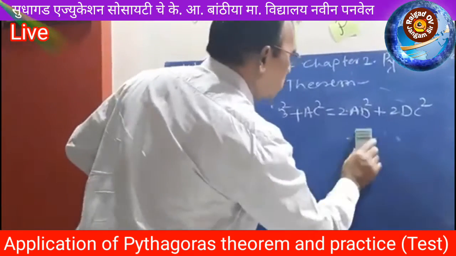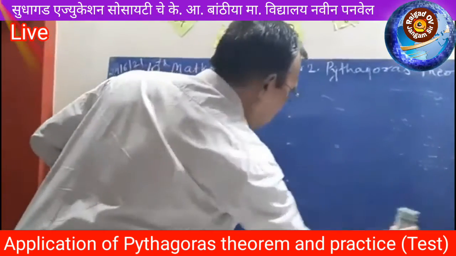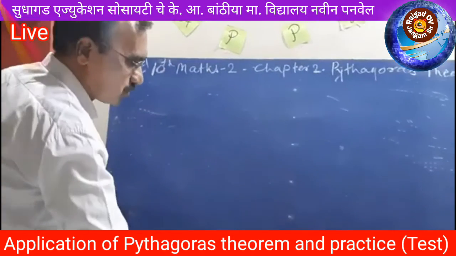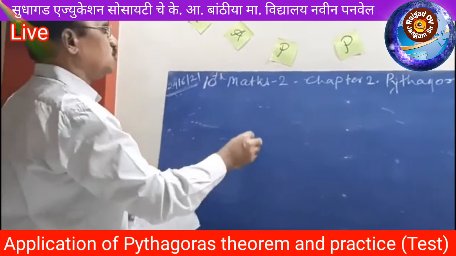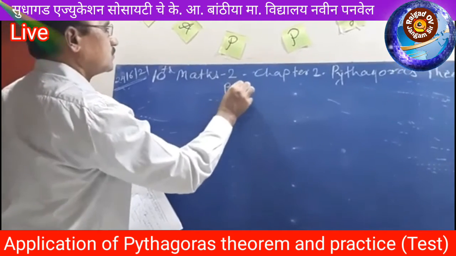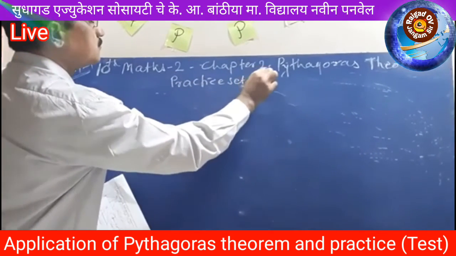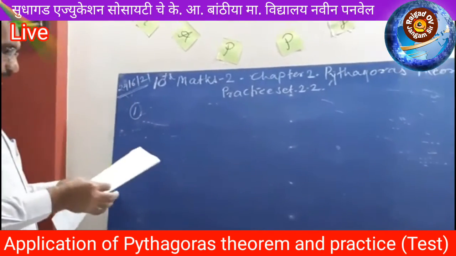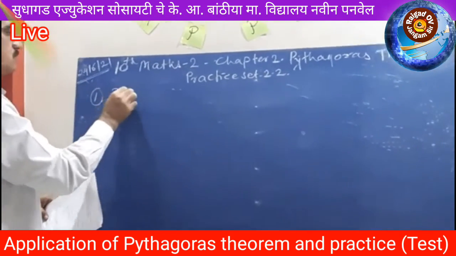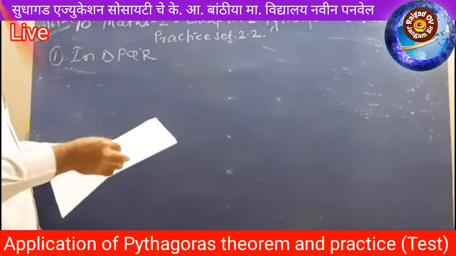You try to write this formula or practice at your home. Now here we are going to see how to solve examples based on this theorem. Practice set 2.2. Example number 1. In triangle PQR, point S is the midpoint.